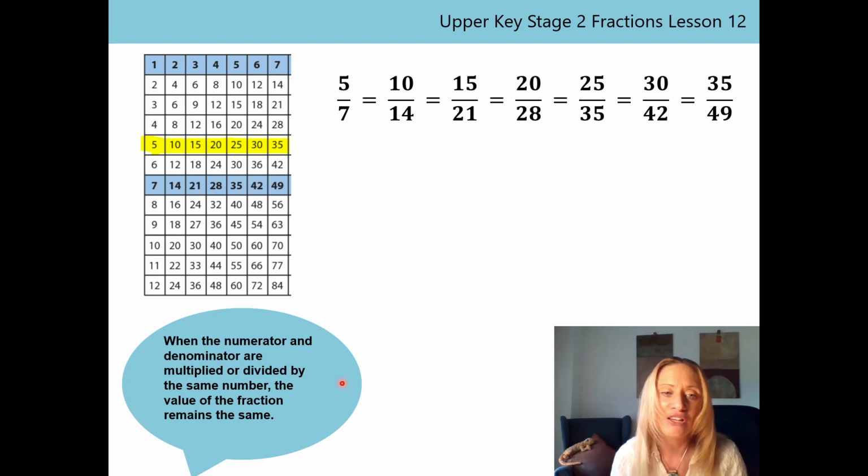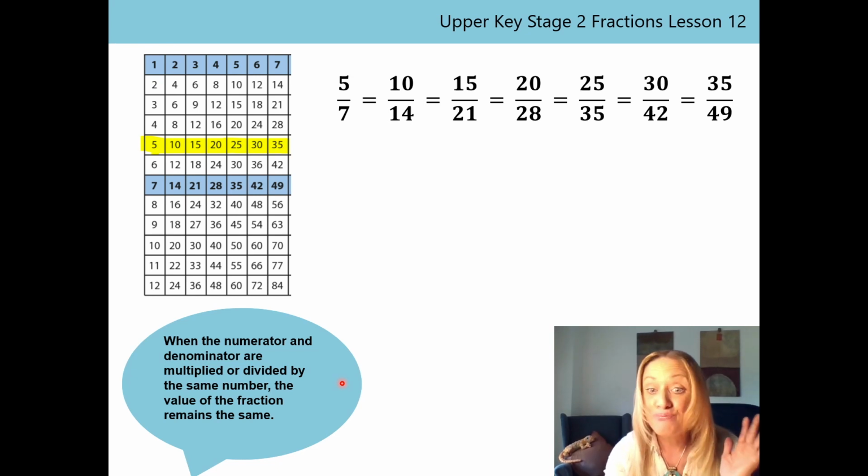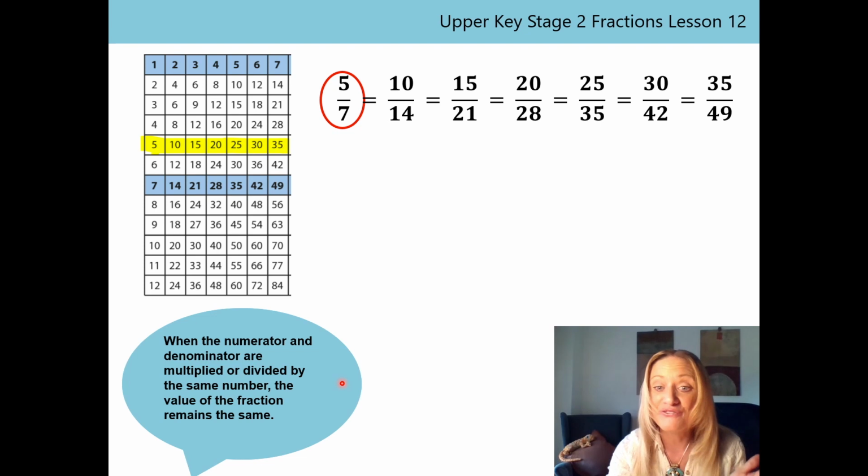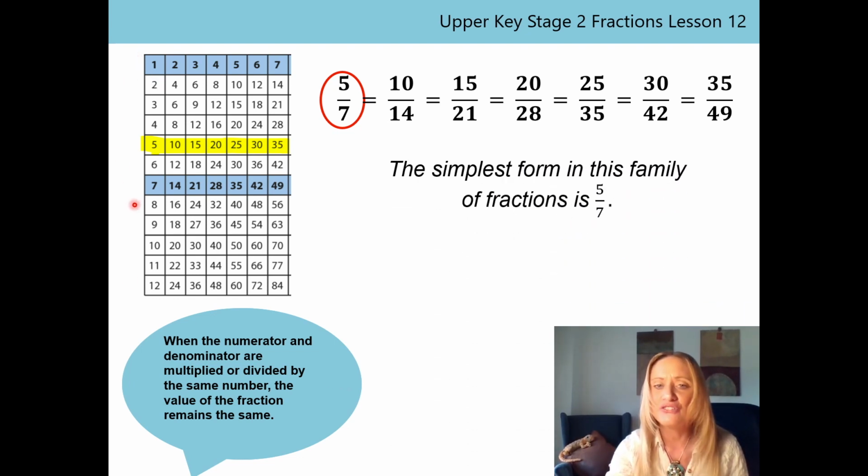Let's say it again together. When the numerator and denominator are multiplied or divided by the same number, the value of the fraction remains the same. Excellent. Did you notice anything else about this family of fractions? Brilliant. So yes, 5/7 is the simplest form. Now, how is that different to what we saw in the previous lesson? Yes, we said the simplest form was 1/7, didn't we? So the simplest form in this family of fractions is 5/7. And we're beginning to see that a simplest form doesn't always have to be a unit fraction. Well done.